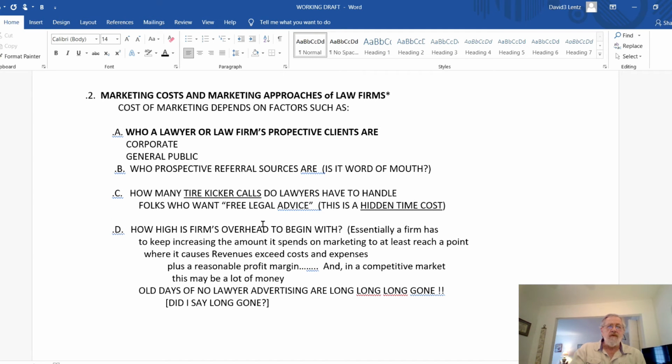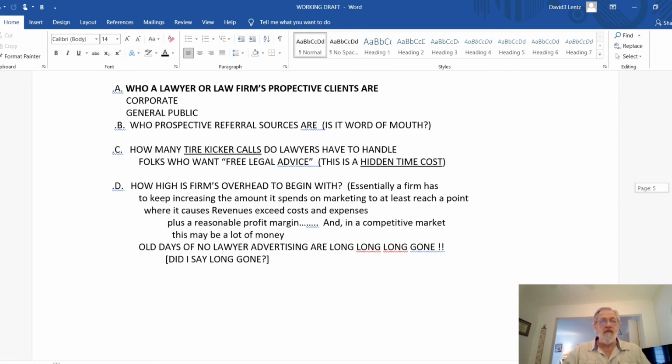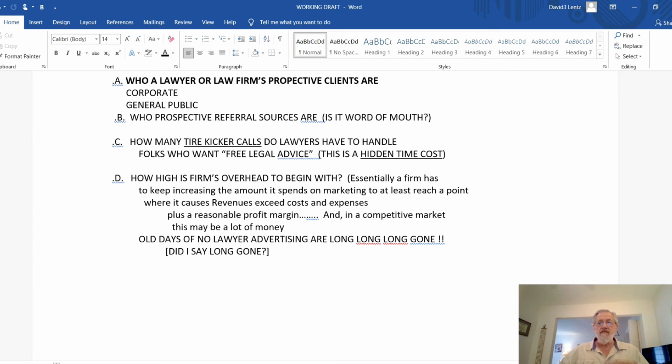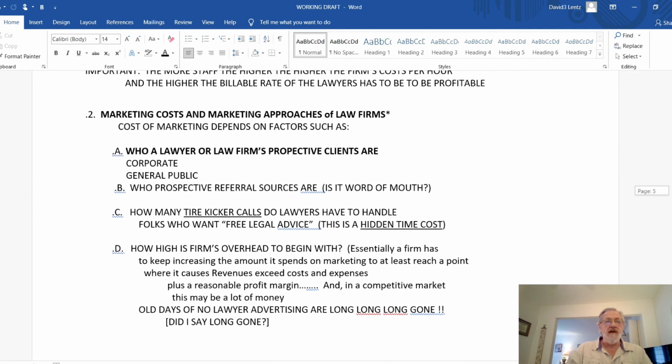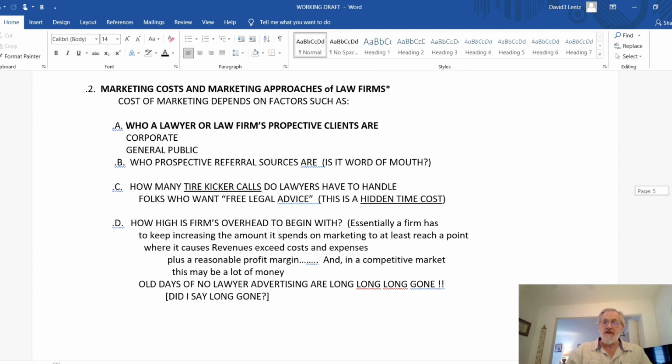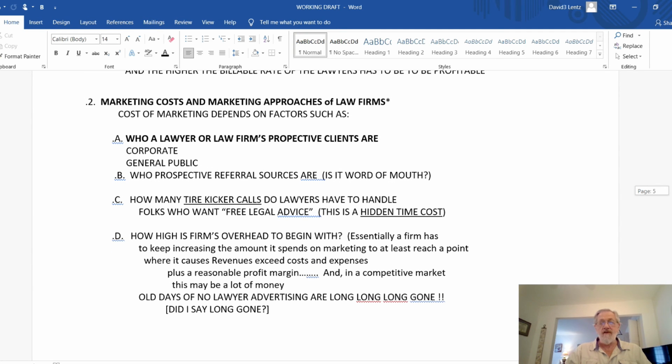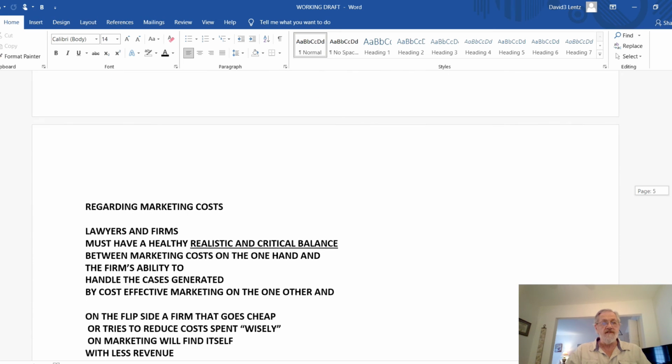Another big one that affects marketing costs is how big the firm's overhead is to begin with. The larger your overhead is, generally speaking, in order to cover that overhead, you're going to have to spend more and more on marketing. So it's sort of a cause and effect, what's the word here? Symbiotic relationship. What comes first, the chicken or the egg? Well, they go hand in hand. The size of the firm is also going to have an effect on its marketing costs.